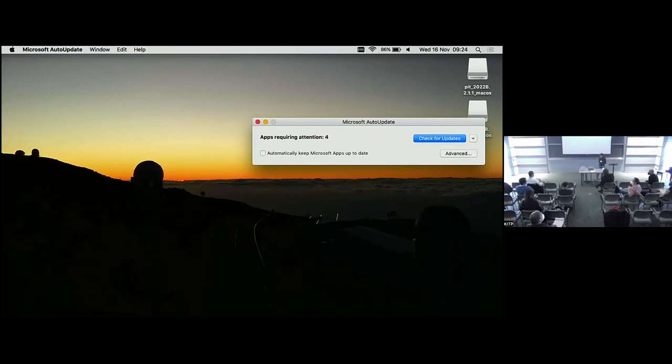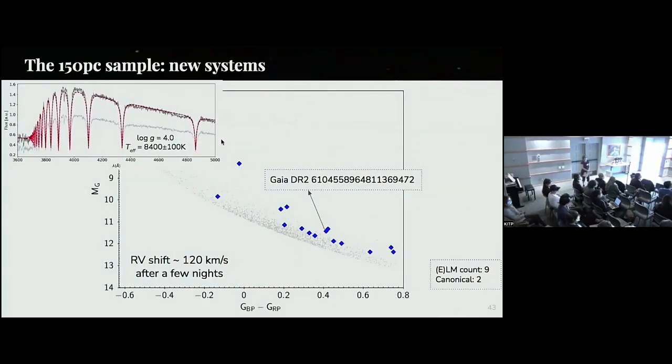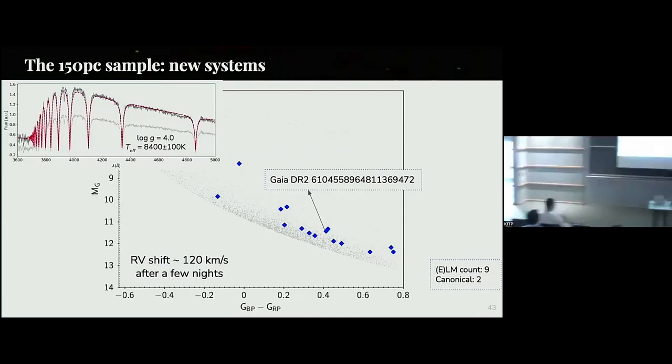Hi, Ingrid. In that log g of 4 object you were just showing, if I can bring it back up again, there you go. Where's that calcium line coming from? Yeah, there's a calcium line. Those are fairly common in ELMs. We do see them very often. That's an interplay between, like, rotation can make metals float.